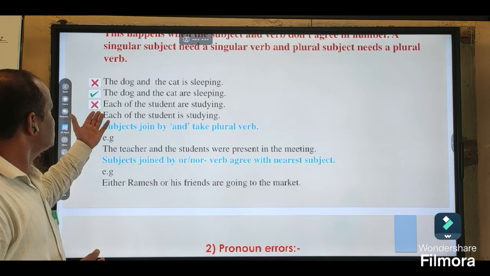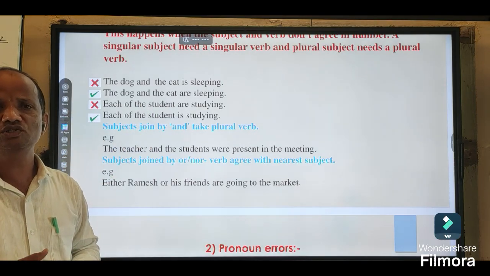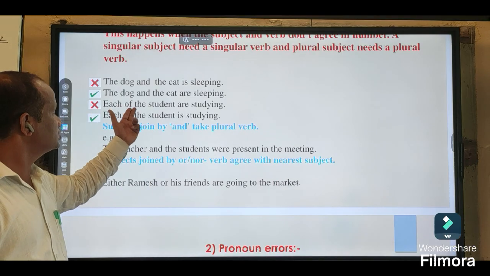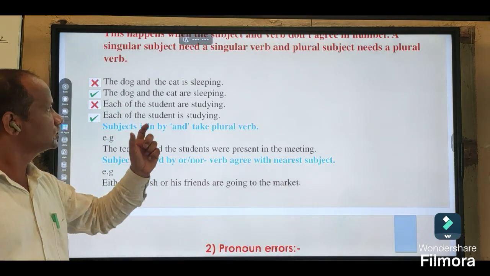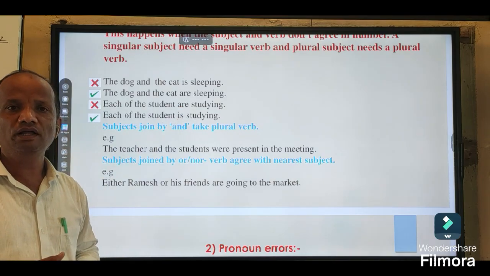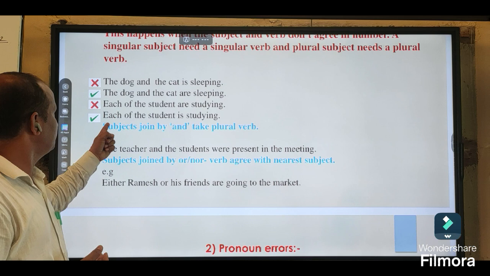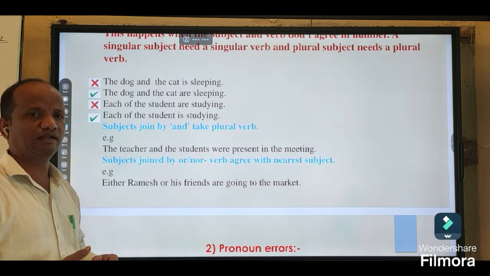Then the second sentence, each of the students are studying. Here if you pay attention to the sentence, you will find that the subject is each of the students, which is singular. So the verb, which is given in plural form, should be singular. So the correct statement will be: each of the students is studying.